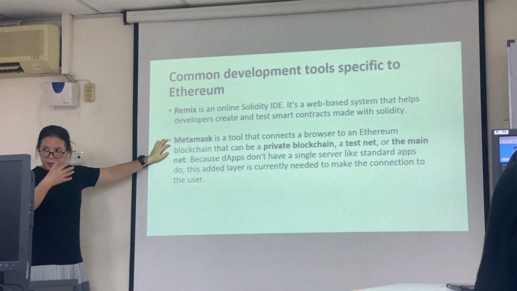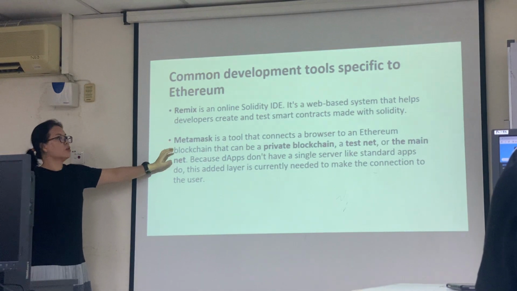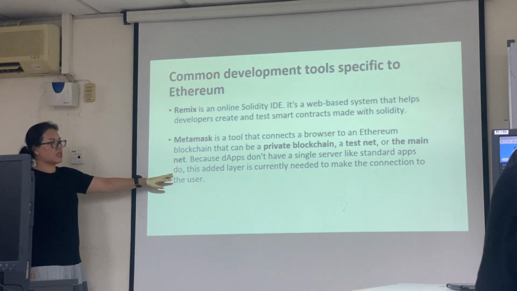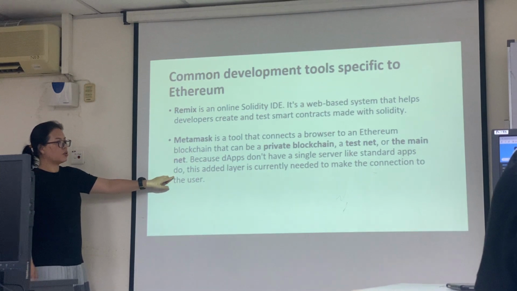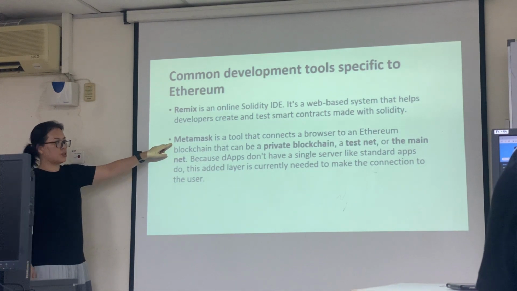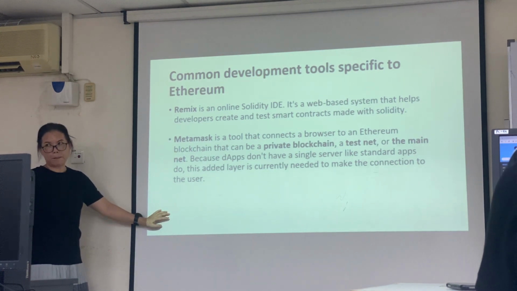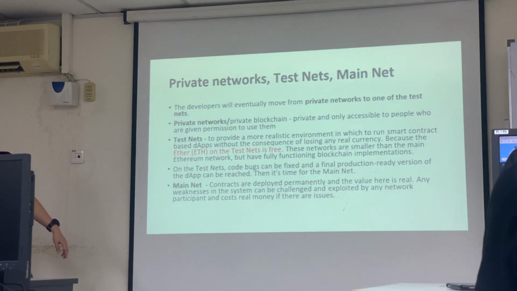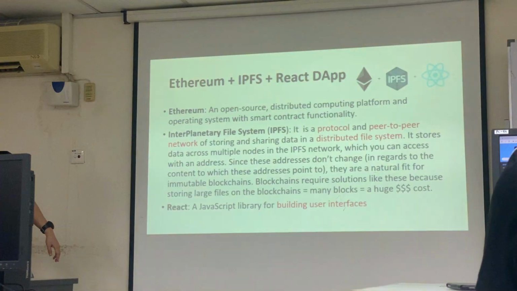And how you connect to your back end, the code must be right. You must do the coding. So for a private blockchain, testnet, and mainnet, because a DApp does not have a single server like a standard application does, this additional layer is needed to make sure your end user can connect to your back end for a transaction. This I will cover next week. Only another few slides.